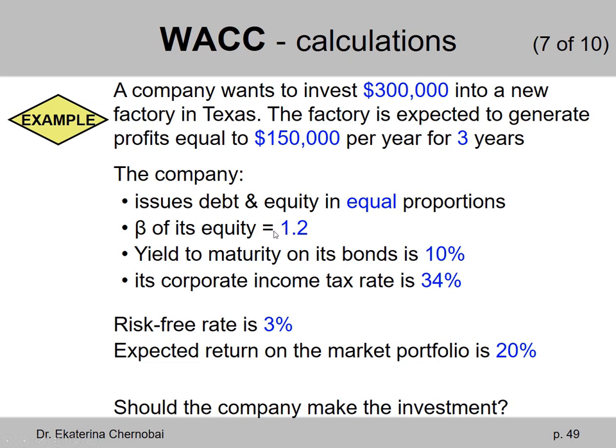The beta of its equity equals 1.2. The yield to maturity on its bonds is 10%. Its corporate income tax rate is 34%. We also know that the risk-free rate in the economy is 3% and the expected return on the market portfolio is 20%. The question in this problem is, should the company make the investment?